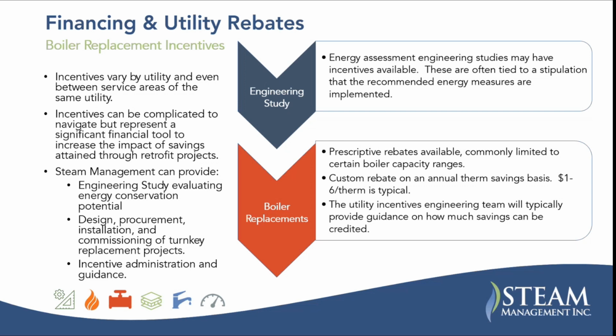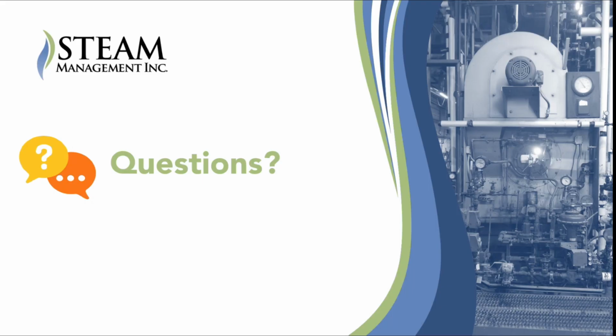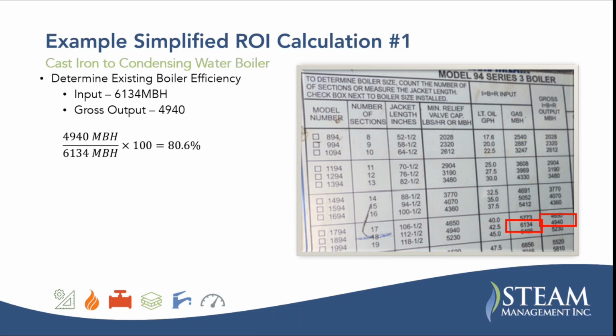And the utility usually has an engineering team. I would say always has an engineering team for their incentives that will help you work through what it would actually be credited for the project. Any questions there? Just planning and implementation. And then I'll keep moving so we get through this example.